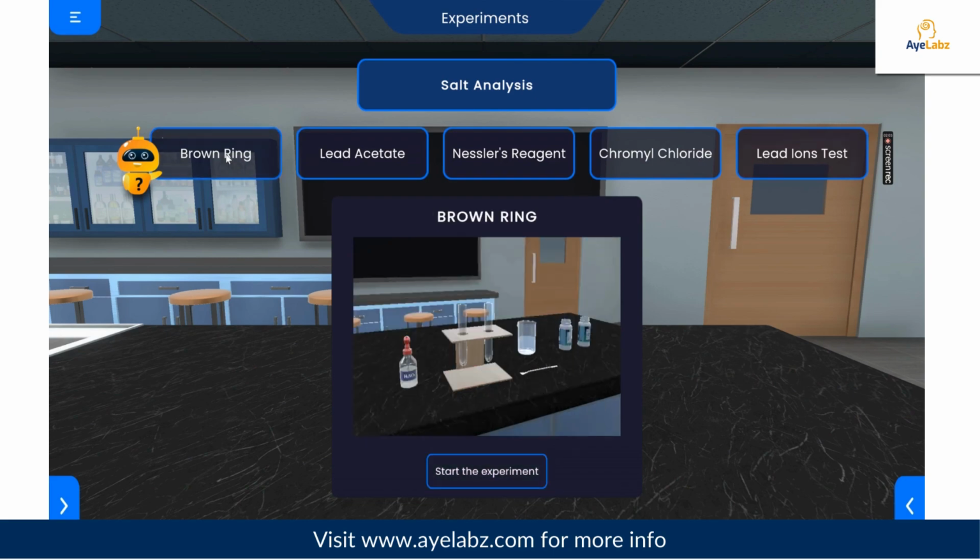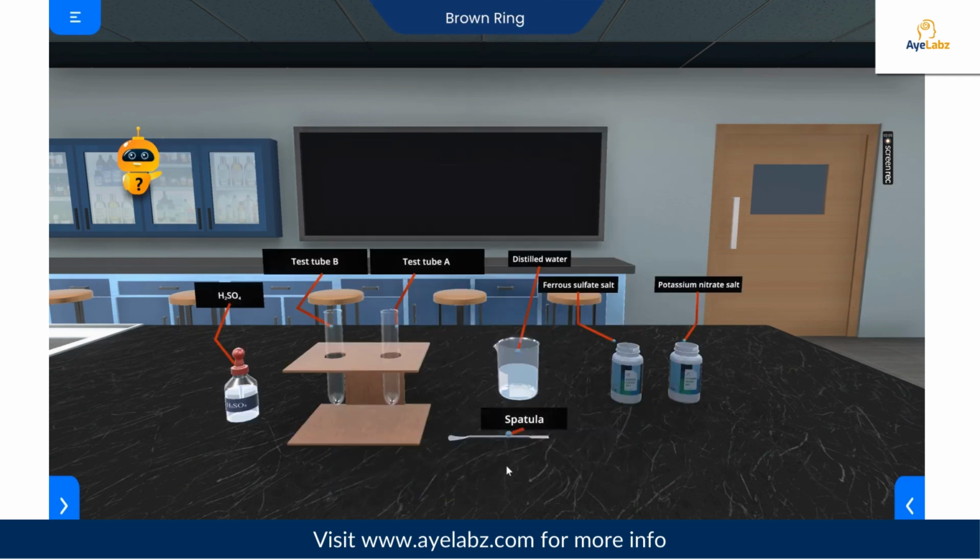Let's start with the brown ring test. This is a classical method used to detect nitrate ions in a solution. In this test, a solution of iron sulfate is added to the nitrate solution, followed by carefully adding concentrated sulfuric acid along the sides of the test tube. If nitrates are present, a brown ring forms at the junction of the two liquids.